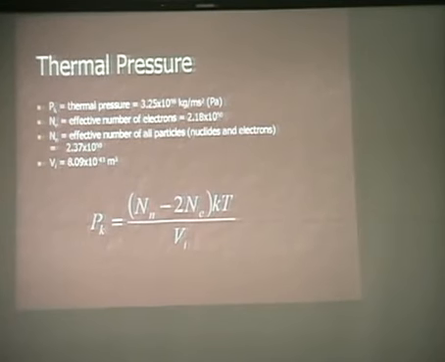Thermal pressure is involved, okay? So the thermal pressure has to be considered. Here's how you do the thermal pressure. You need these things. You need these numbers of electrons, these numbers of particles other than the electrons. You need the volume, and of course, a Boltzmann constant.